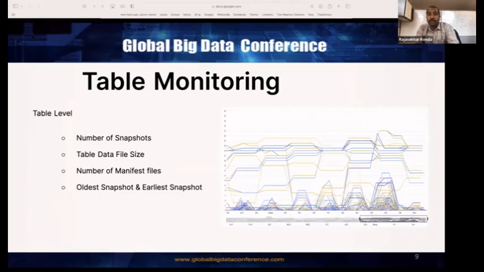Table monitoring. We are running Iceberg in production at petabyte scale and in a multi-cloud environment. When you're running this, I think the key is to monitor the number of snapshots, what the table size is, how many manifest files are involved, what the oldest snapshot is, and what the earliest snapshot is. This will help us see the health of the tables in the infrastructure. I would like to hand over this second part of the talk to Steve.